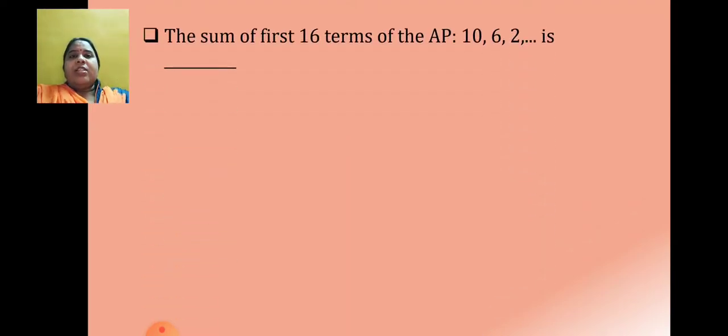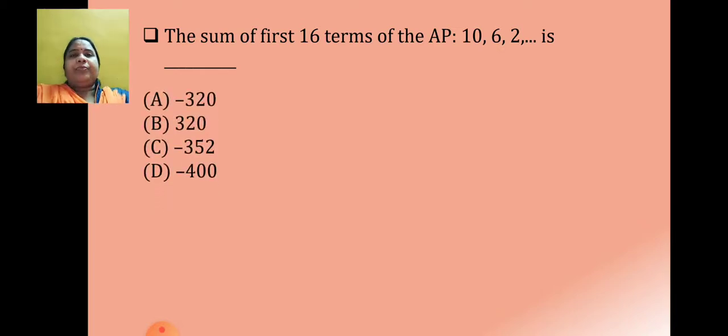Yes? Let us move to the next question. The next question is this. The sum of the first 16 terms of an AP, 10, 6, 2 and so on, is dash. Okay? I need to find out the sum of the first 16 terms. Now what are the options?